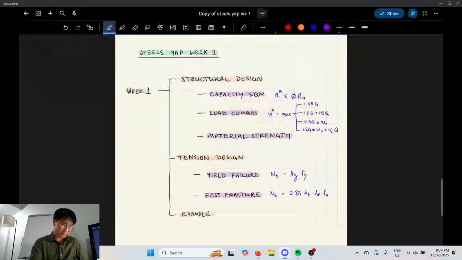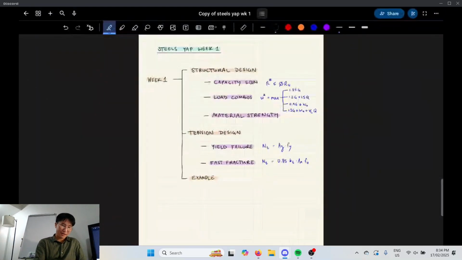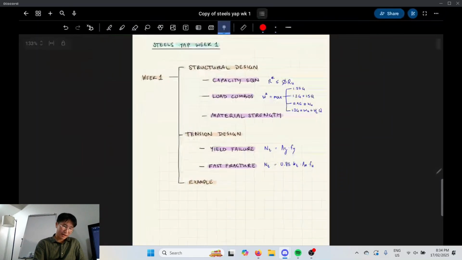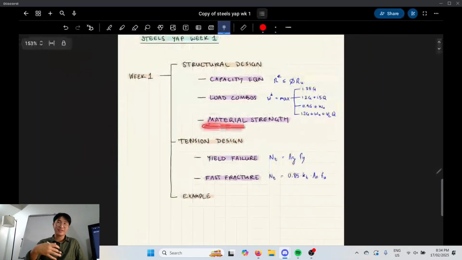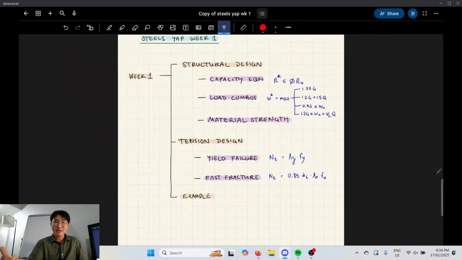But the first week, we're going to talk about structural design in general. That's the first overarching thing, which includes the capacity equation, load combinations, and material strength. That's just the preface for the course, the first half of the first week. The rest of the first week you'll be doing tension design, which I want to focus more on in this Yap. We'll even run through an example, so you can see how the whole thing meshes together.